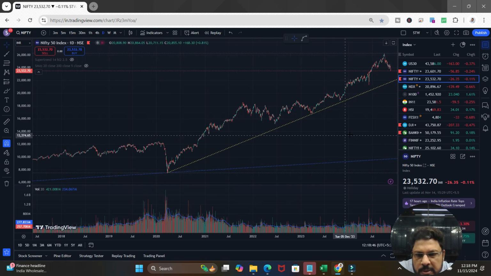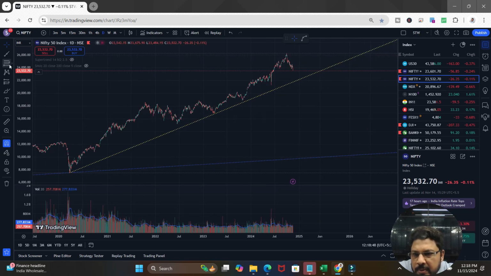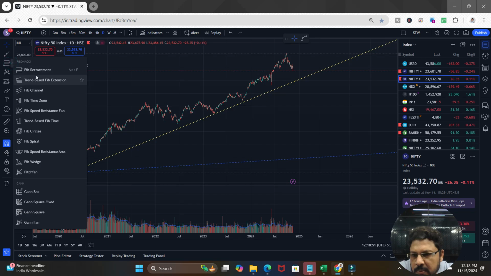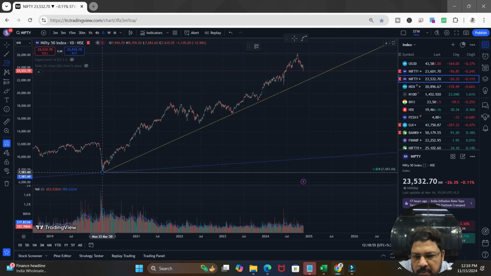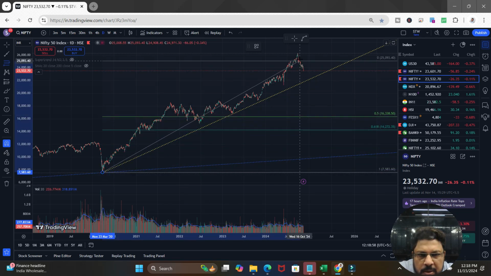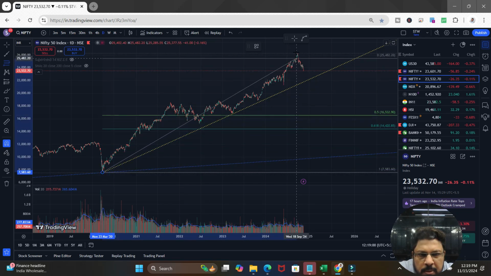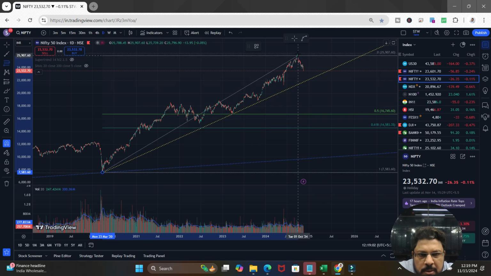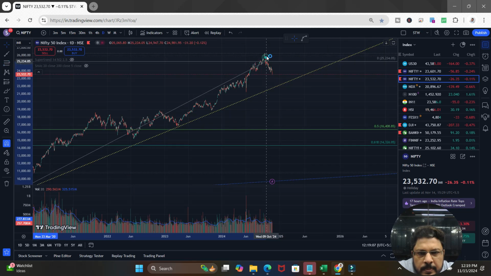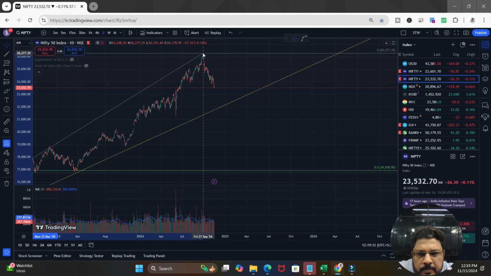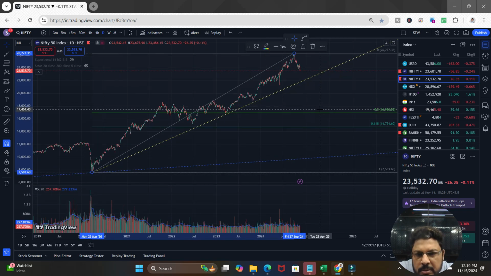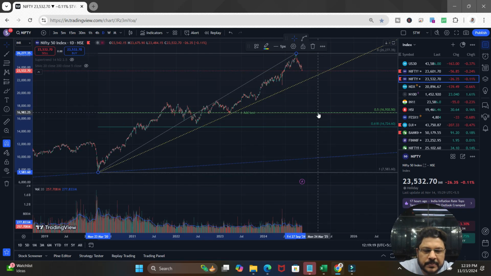So what can we do is, on the daily time frame, we will add one more analysis here, which is your fib retracement. So what we do is, from the point from where the market started moving till the top, till this point, which is 26,277. That's the peak which the market has made on Nifty.